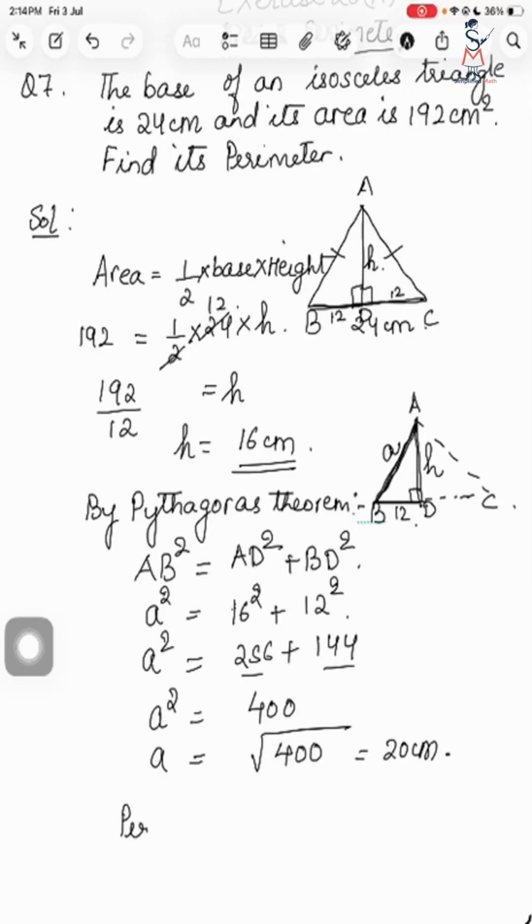And perimeter is the sum of all the sides. That means now A is 20 centimeter. So the perimeter will become 20 centimeter, as these sides are equal, so both the sides will become 20 plus 20 plus 24, which is equal to 64 centimeter.